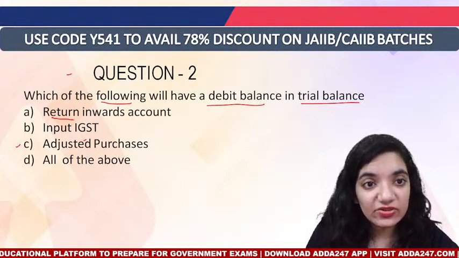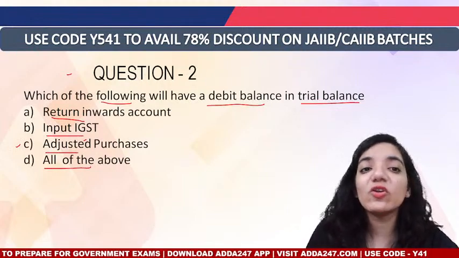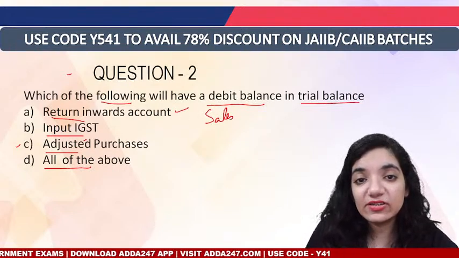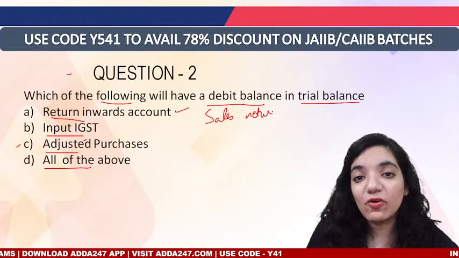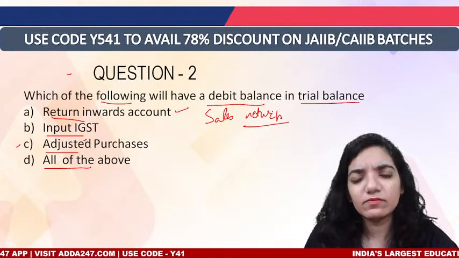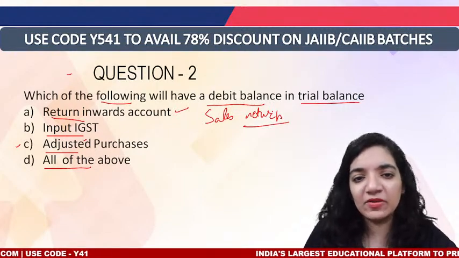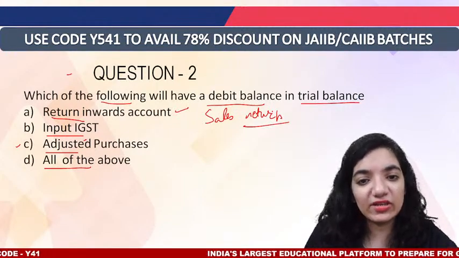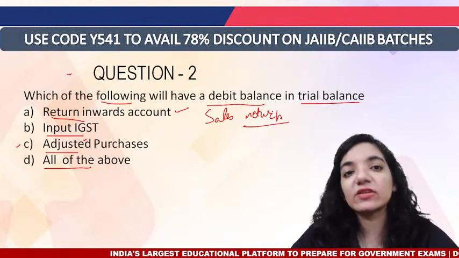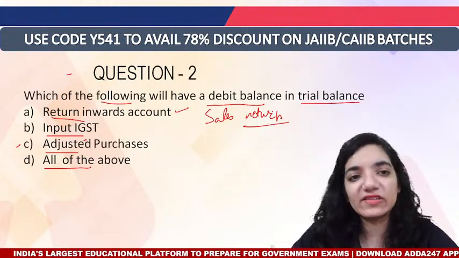Is it the return inwards account, input IGST, adjusted purchases, or all of the above? Return inwards account means sales return. Whatever we receive back from the customers due to any kind of defects, or maybe not as per their requirement, anything can happen there, right? In this case, the particular person will return us the particular thing, whatever the scenario is. So that particular good will come back to you, that is the sales return, and it will be debited.